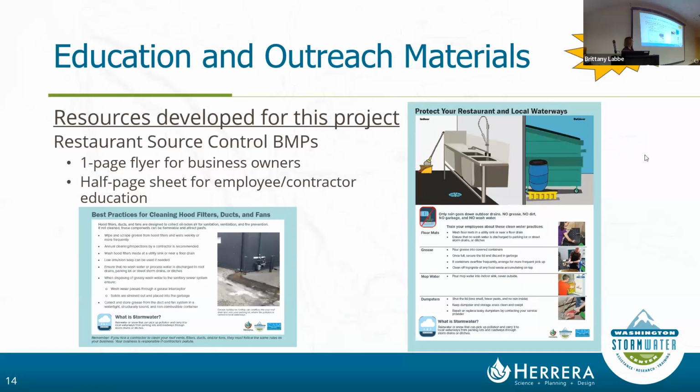So this one is similar. On the right-hand side is a very detailed restaurant flyer. It has to do with managing grease, mop water issues, floor mats, and dumpsters, kind of the four major things that you'll be looking at in restaurants. It's really for the owner or manager. And then the half sheet on the left is for cleaning hood filters, ducts, and fans.